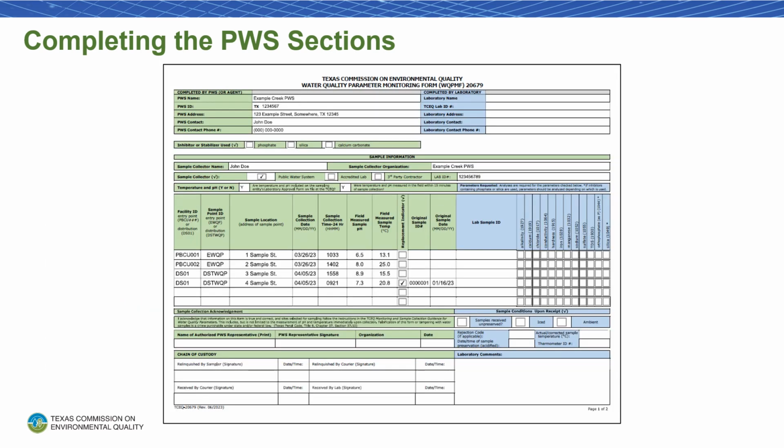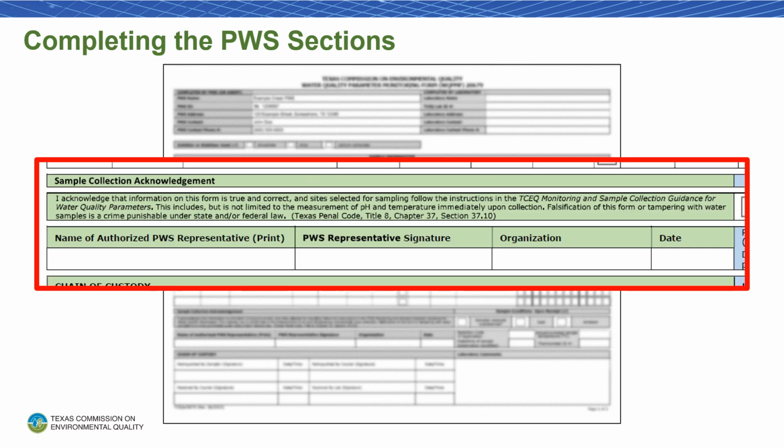Next, we'll complete the sample collection acknowledgement. This section certifies that the information included on this form is true and accurate, and that sampling sites were selected following the TCEQ monitoring and sample collection guidance for water quality parameters. To certify that the information on your form is true and correct, print your name, sign your name, write your organization's name, and fill in the date you are signing this form.